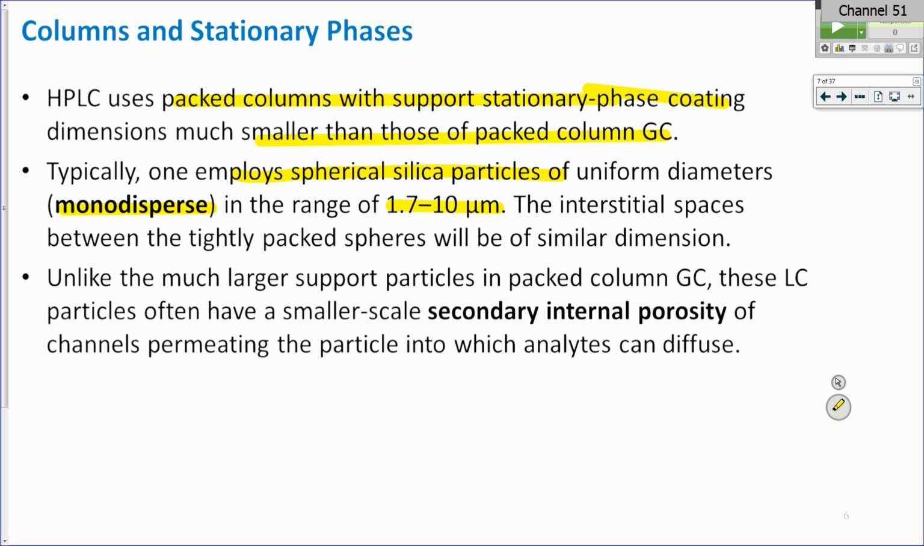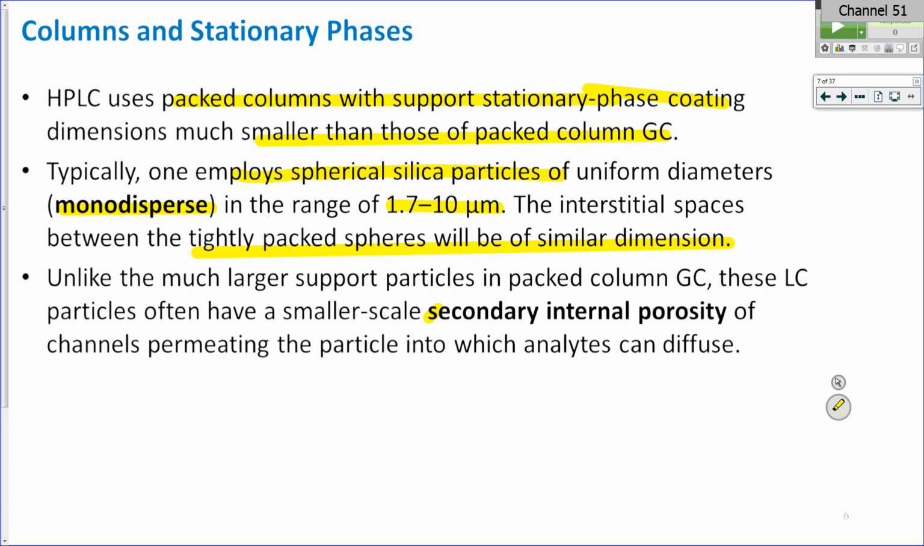And the idea is to get the particles packed together so tightly that the dimensions between all the particles are very similar. So that minimizes the A term of the van Deemter equation, where you have different paths that particles can take. So if everything's got the same choices, there is minimal variation there. So what's different about these particles is that most of the particles have a secondary type of porosity in that they're kind of like a sponge.